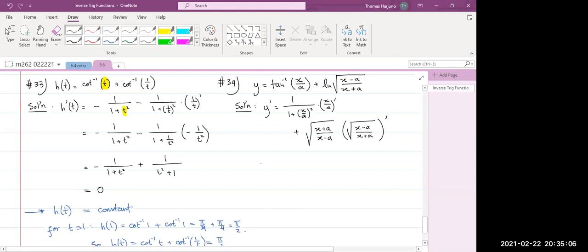Let me make it nicer now. This is 1 over 1 plus x squared over a squared. Derivative of x over a is 1 over a, plus square root of x plus a over square root of x minus a times the derivative of that. Ooh, that's ugly.